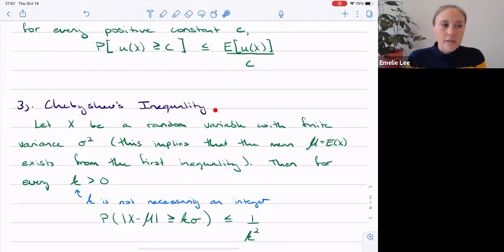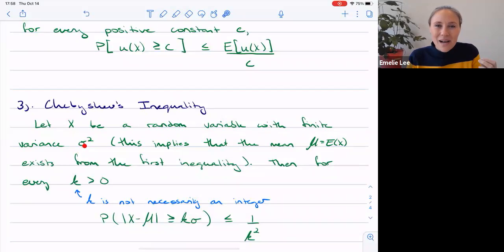The third inequality is one that I want to do an example of because it's kind of a fun inequality, and it can be pretty useful. And so Chebyshev's inequality, fun to say, fun to do, says that if we let x be a random variable with finite variance sigma squared, what does that mean? It means that sigma squared, remember, is the variance. The variance is the second moment minus the first moment squared.